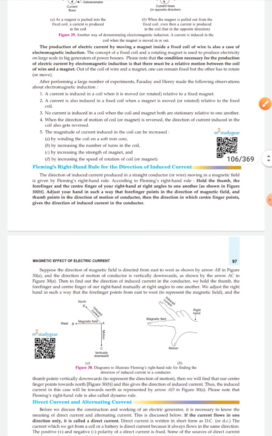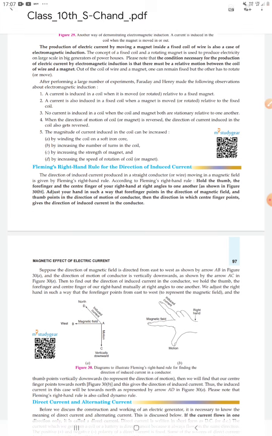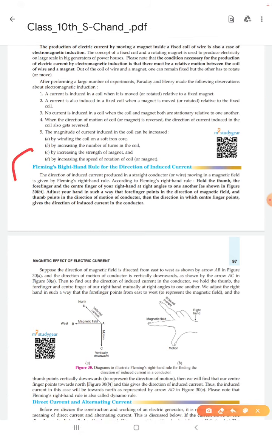Now another thing we have is Fleming's right hand rule. This is also very important. This rule is for finding the direction of induced current. Suppose two things are given: number one, you know the motion, and number two, you know the direction of the magnetic field. By using Fleming's right hand rule, we can find the direction of induced current. What does it say?